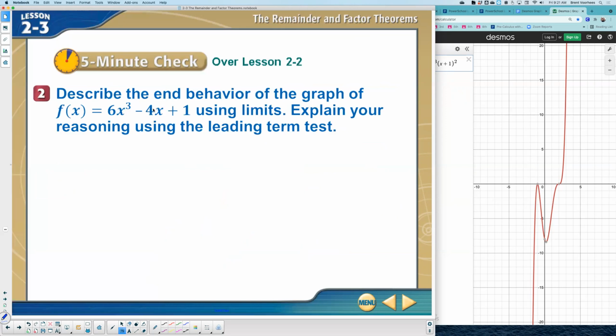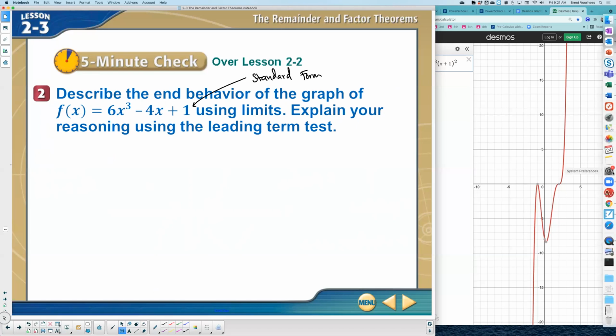All right, number 2. So now let's go to standard form. Here we are in standard form. This is where we spent most of the class yesterday. Standard form is when all the things are written as terms that are adding and subtracting. What is our leading term? 6x cubed. The leading term is 6x cubed.